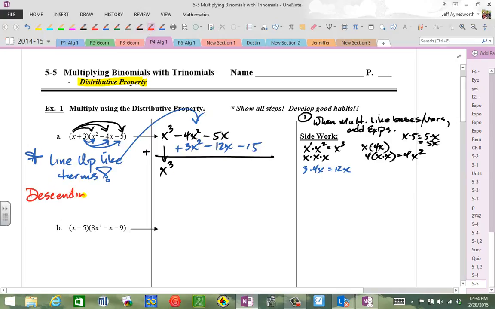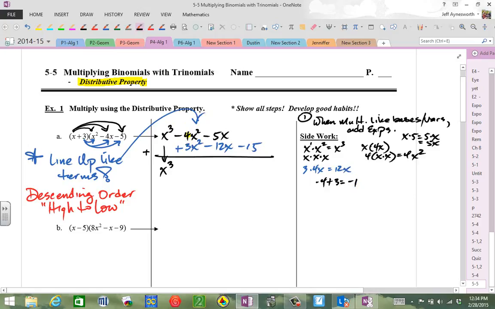Descending order. Okay, what is that? Well, it's high to low. Everybody say high to low. Okay, high to low. High to low, so third degree first, right? Okay, now, a negative 4 plus 3. Negative 4 plus 3, you have more negatives, so negative 1.